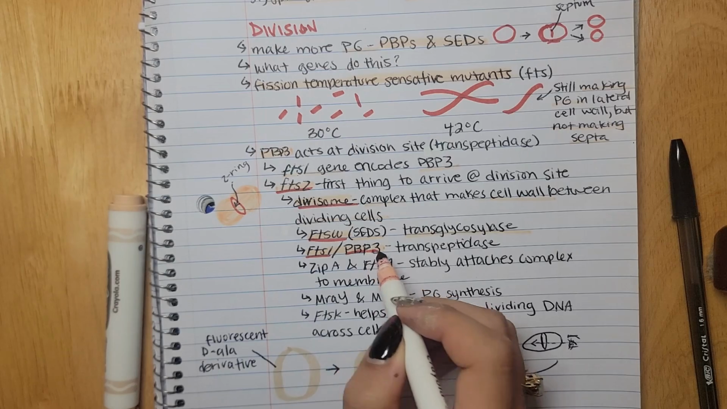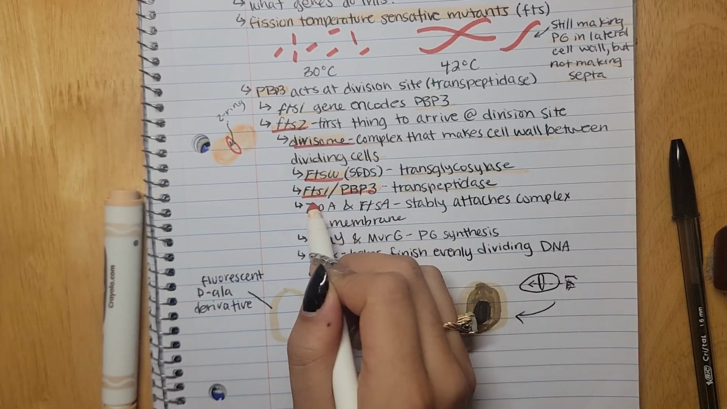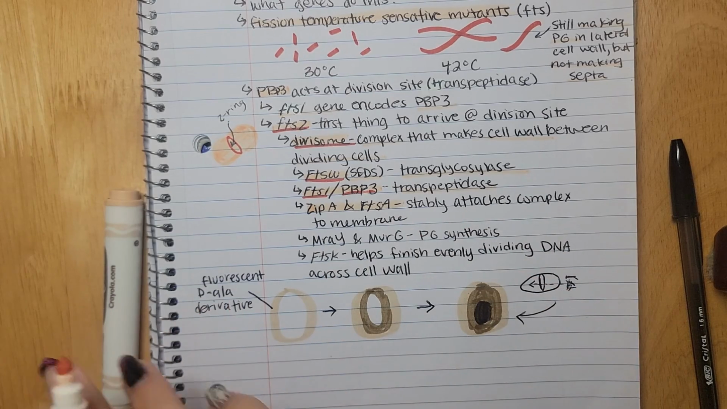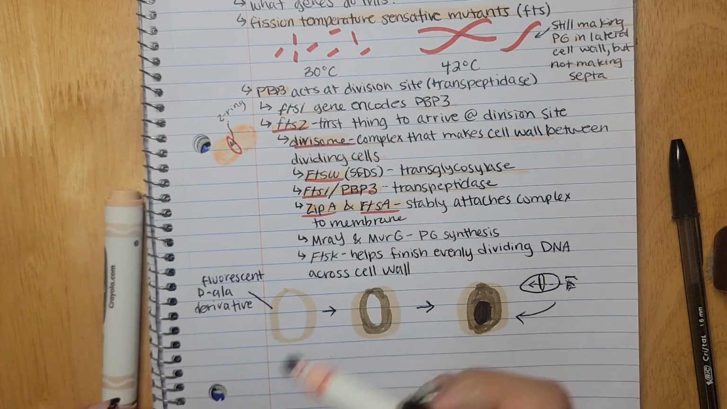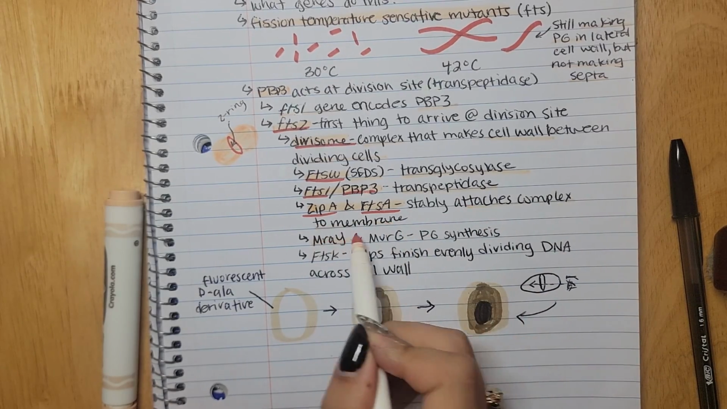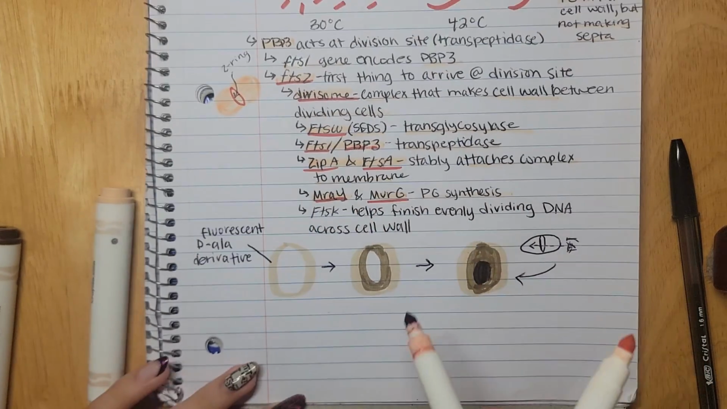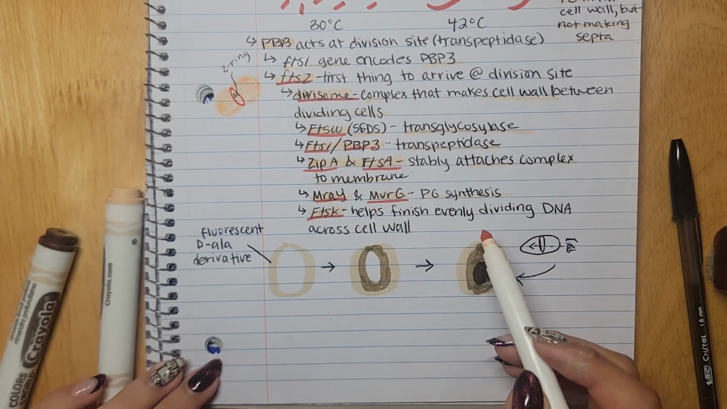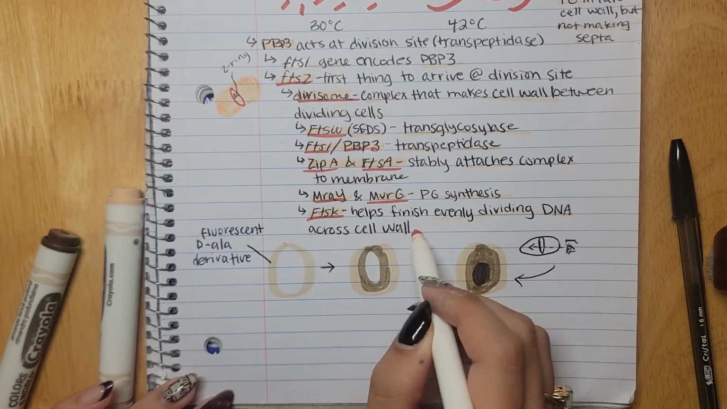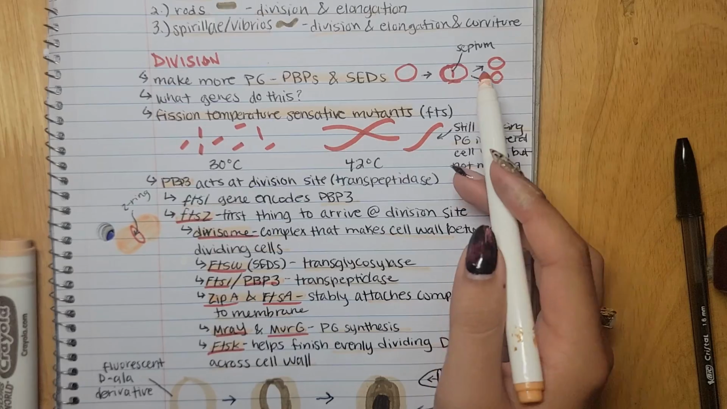I don't know, we can underline both of those. Those are both important. That's our transpeptidase. Hopefully we're remembering that from last video. And then ZipA and FTSA, which both are attaching the complex to the membrane. And MRE and MIRG, we remember this from before, right guys? And then our new guy, FTSK, which helps make sure we have an even amount of DNA on both sides of the cell. Like both our new cells have an equal amount of DNA, because it would kind of suck if you didn't have all your DNA.